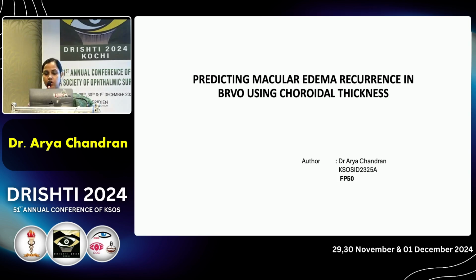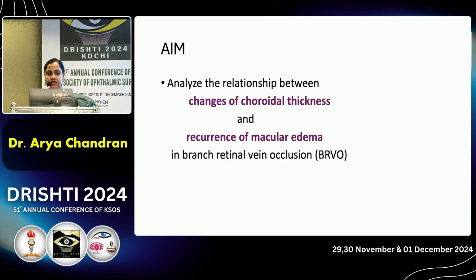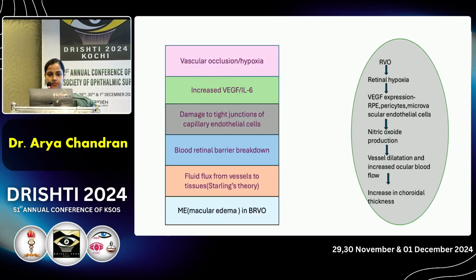Good afternoon all. Our study is on predicting macular edema recurrence in branch retinal vein occlusion using choroidal thickness. The aim of our study was to analyze the relationship between changes in choroidal thickness and recurrence of macular edema in branch retinal vein occlusion. So, macular edema occurs in 90% of BRVO cases.